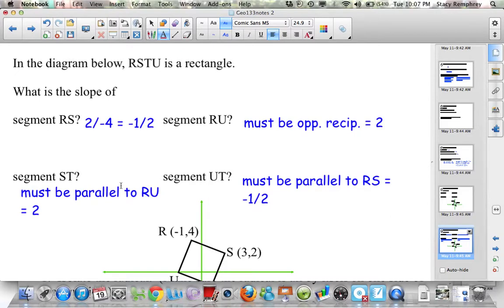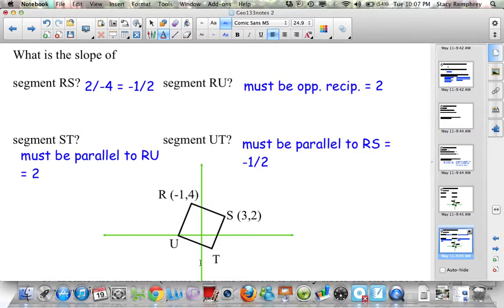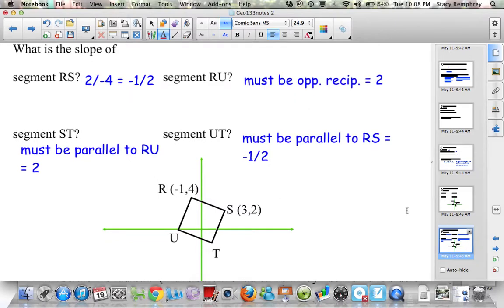Okay, so you can see I did that here. I really only calculated the slope of RS with the 2 points, and then I used my knowledge of rectangles that RU has got to be perpendicular, so it has to be the opposite reciprocal. ST has to be perpendicular to RS or parallel to RU, so you could have used a bunch. So that's equal to 2, and UT has to be parallel to RS, so that has to be equal slopes, negative 1/2.